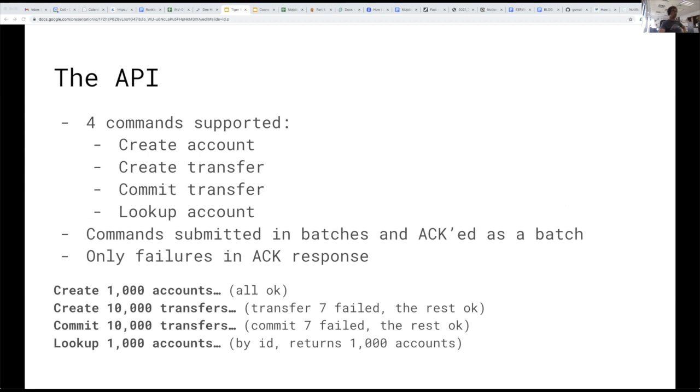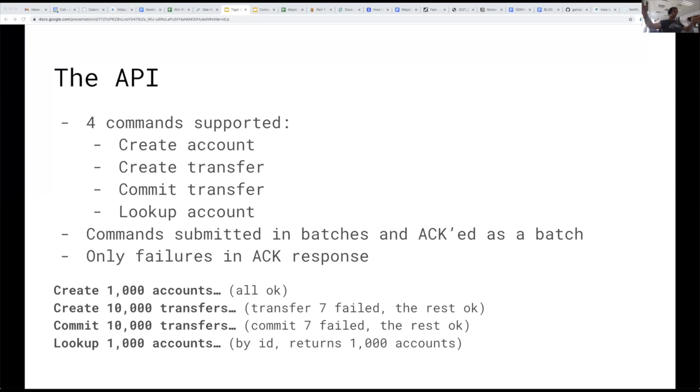The basic API for TigerBeetle, the wire protocol, as I said, is a binary one. You connect over TCP and you submit these binary messages. There are always batches of commands, all of the same type in a batch: create an account, create a transfer, commit a transfer, or look up an account. For efficiency, you build up your batch, you put all your commands one after the other, you submit the batch.